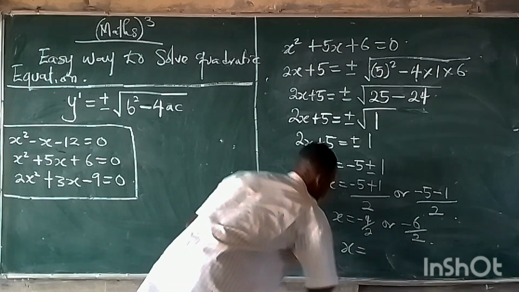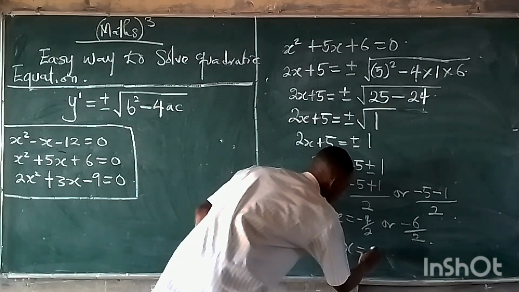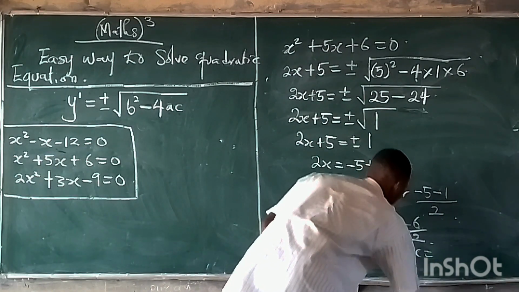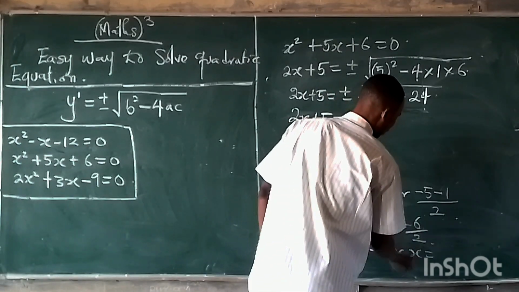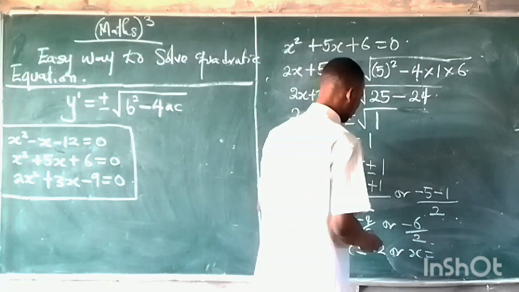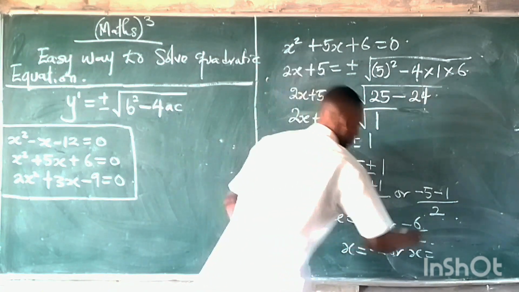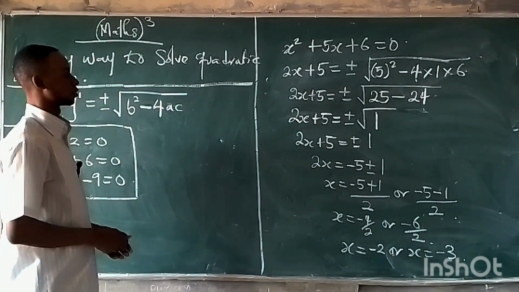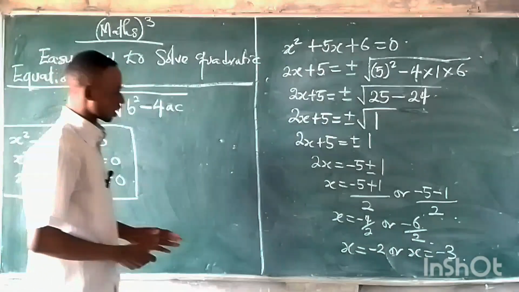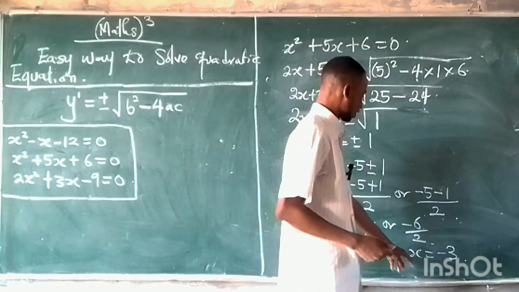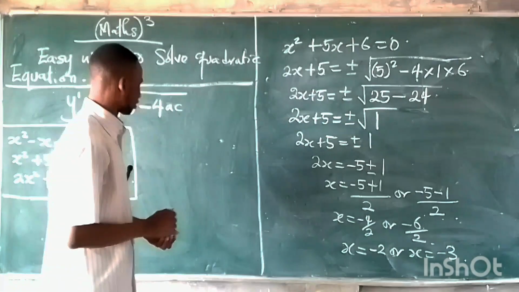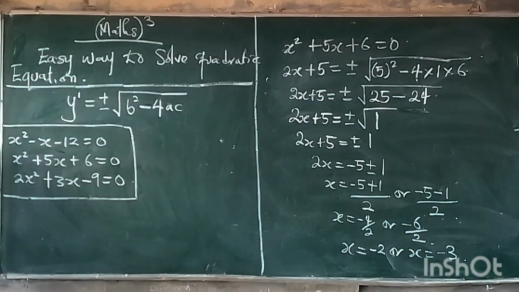Then x is equal to minus 4 divided by 2, which gives you minus 2, or x is equal to minus 6 divided by 2, which gives us minus 3. So that is the value. Definitely our x is equal to minus 2 or x is equal to minus 3. So now let's talk about the last example, the last example before we end it off.